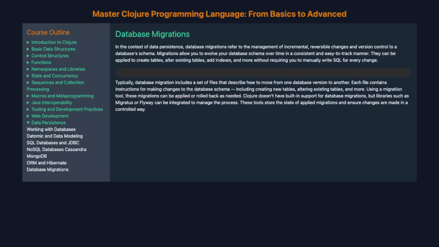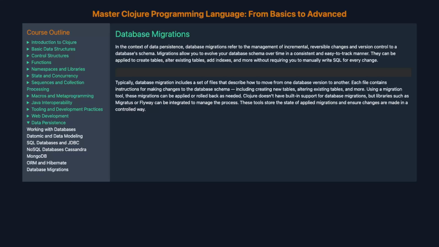Database migrations. In the context of data persistence, database migrations refer to the management of incremental, reversible changes and version control to a database's schema. Migrations allow you to evolve your database schema over time in a consistent and easy-to-track manner.